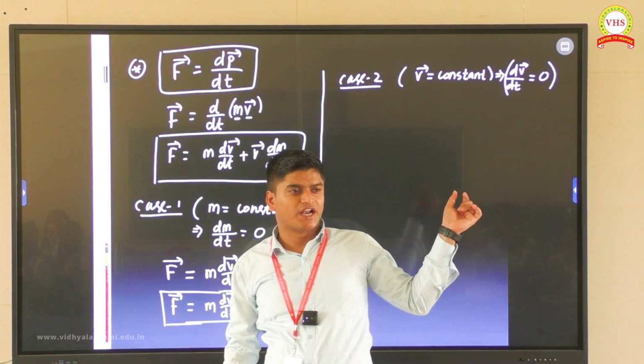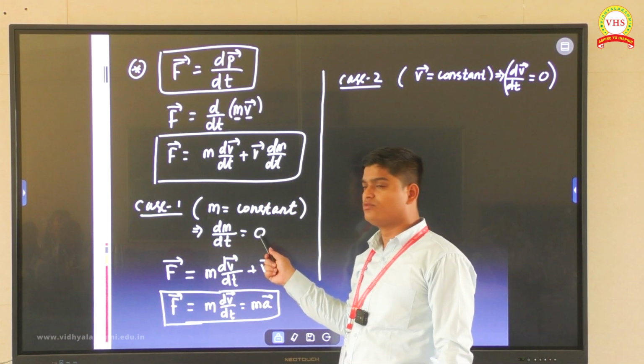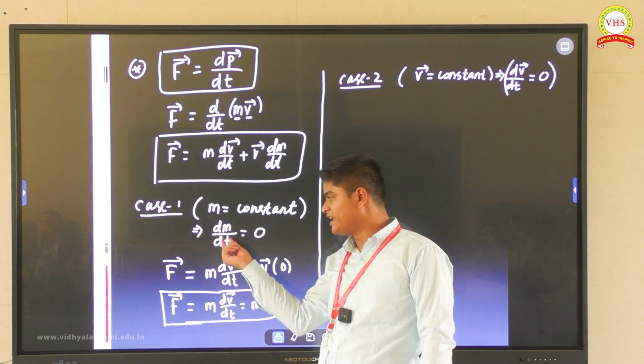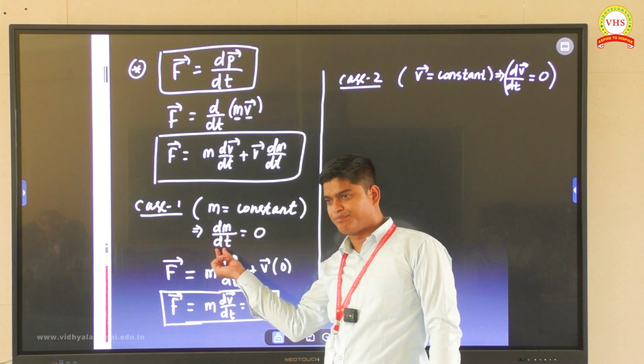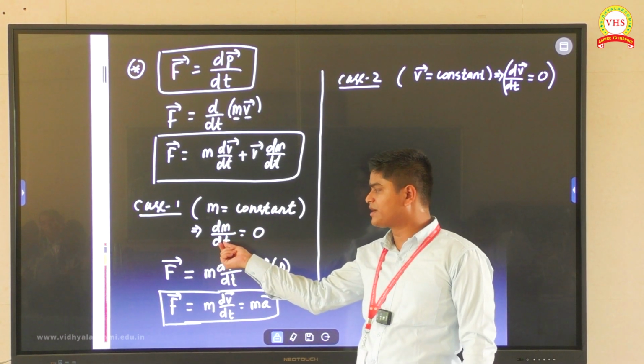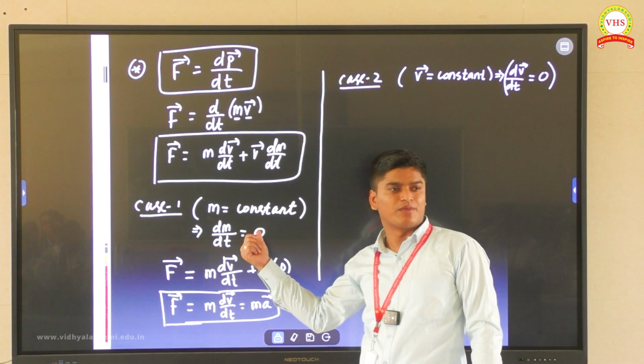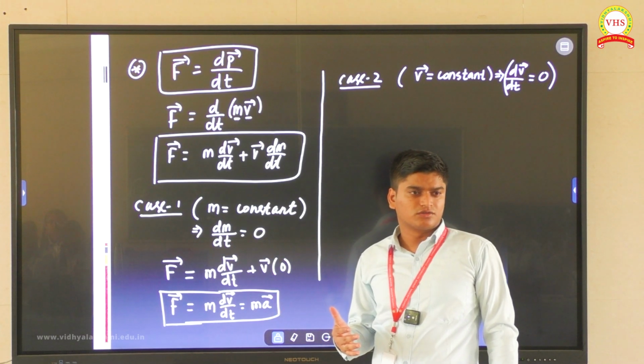If velocity is constant, the derivative is always 0. This one you understand, meaning: this is the derivative of m with respect to t, or the change in mass by change in time. As mass is not changing with respect to time, its total change with respect to time will be 0. Are you getting it or not?